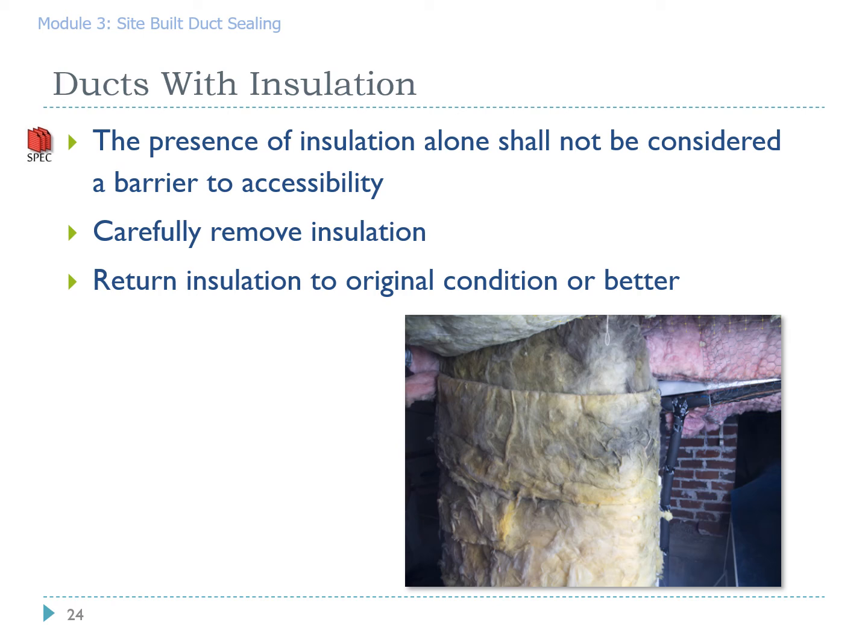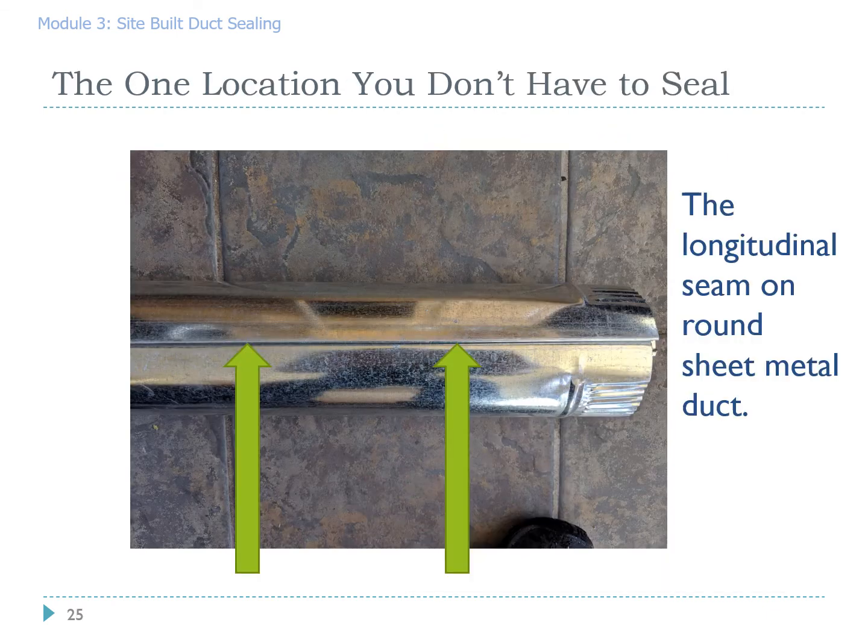One thing I'd like to point out about this picture is this ghosting. And again, that ghosting is the fiberglass acting as an air filter, and underneath that we found significant leaks at the joint. One location you do not have to seal is the longitudinal seam on round ductwork. It doesn't fix much by sealing it. It's a very, very small leak you're fixing, and this also saves you from having to strip the insulation off the entire section of ductwork. You just have to remove it from the joints.